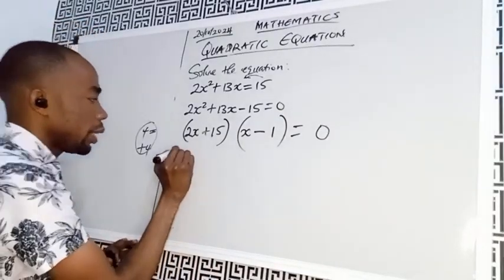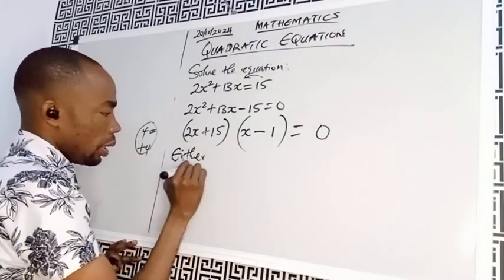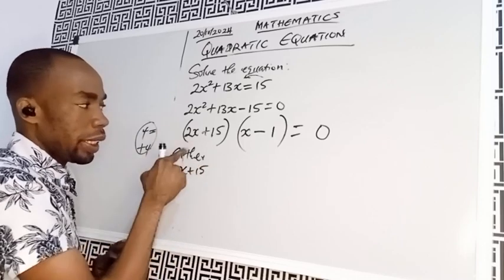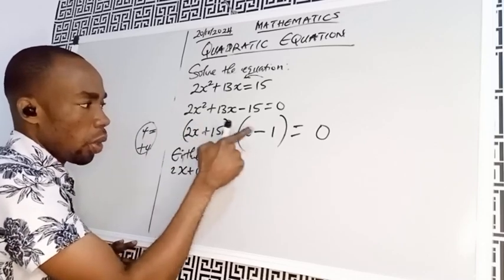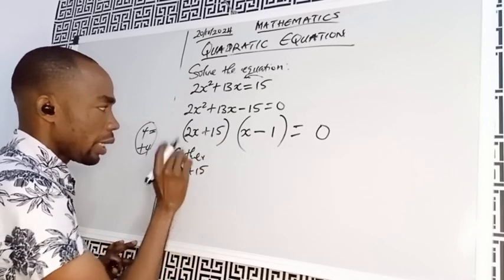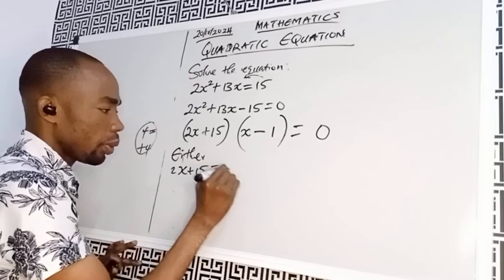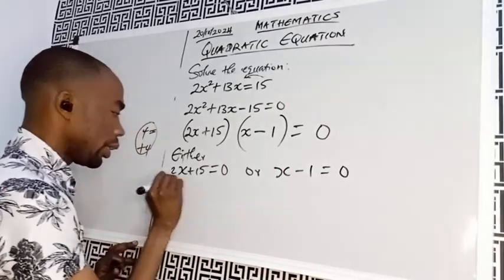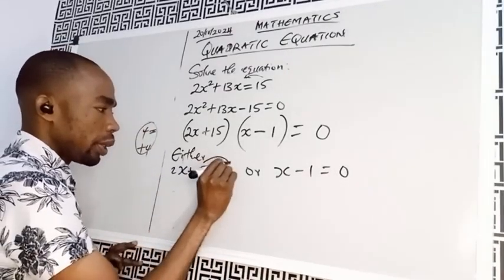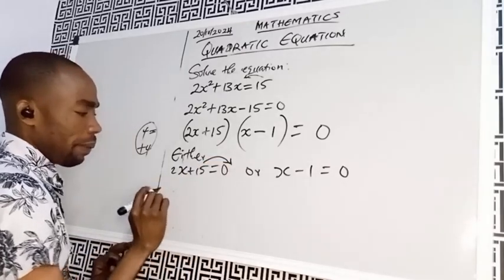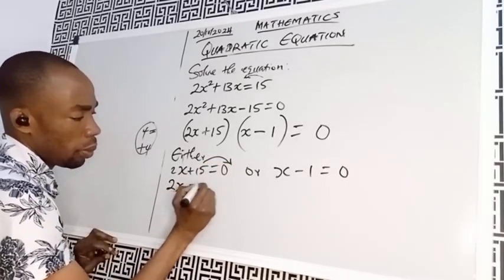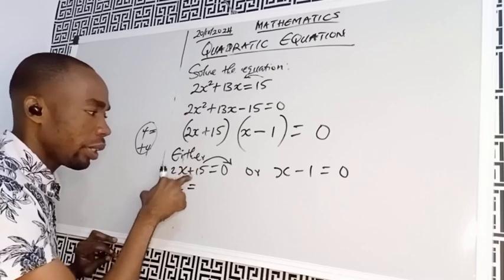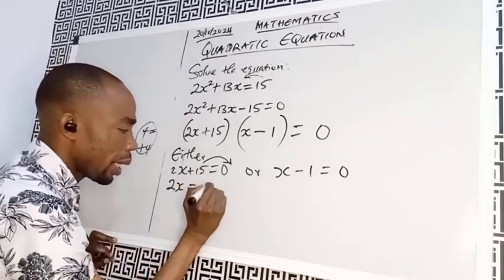So what we do now is either 2x plus 15. Remember what I explained earlier? It's either this bracket is 0 or this bracket is 0. So it's either 2x plus 15 is equal to 0 or x minus 1 is equal to 0. So let's solve this one. We cross this 15 to this side, so 2x is equal to, when this crosses over, minus 15, right? Remember what I said, when the sign crosses, it changes. So it's going to be minus 15.